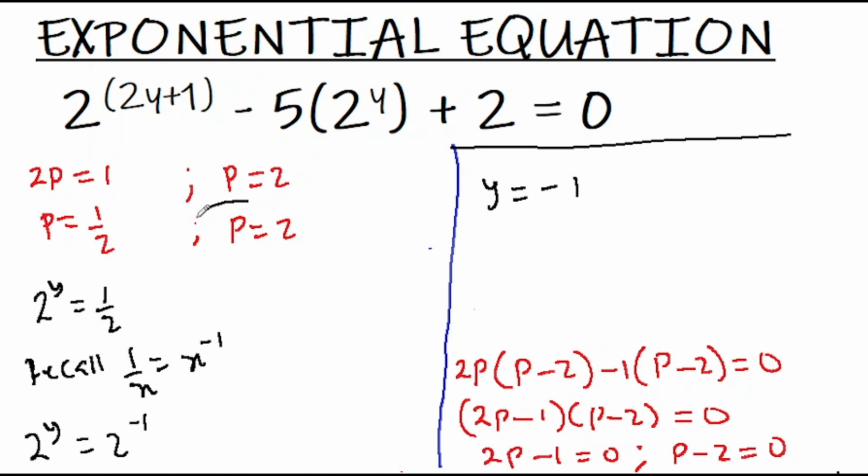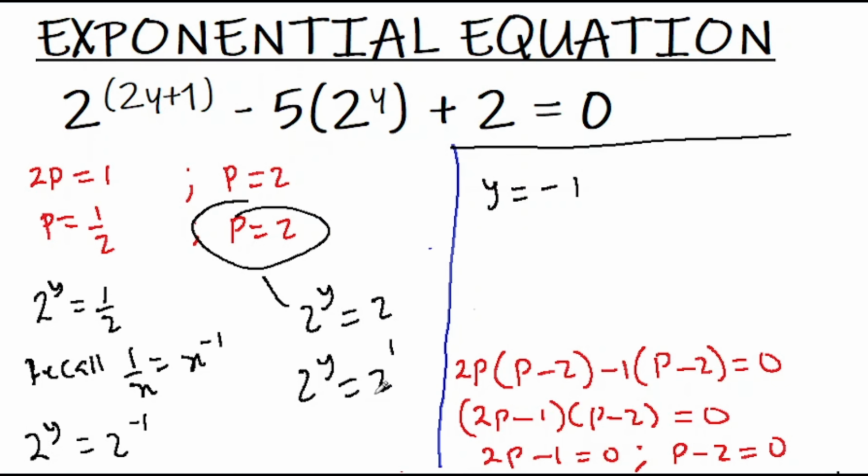So let's take the second value. Our p is 2 raised to power y, and that's equal to 2. 2 raised to power y is equal to 2 raised to power 1. The bases are the same. y is equal to what? 1. So our final answer is y is equal to minus 1 or 1.